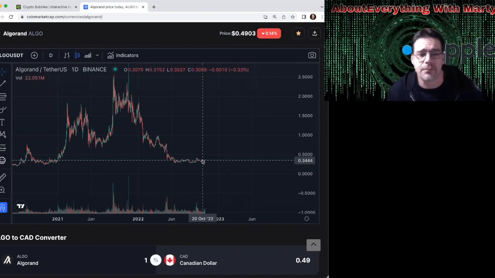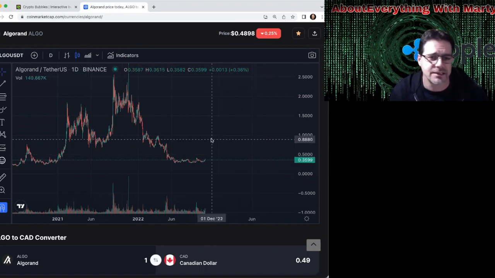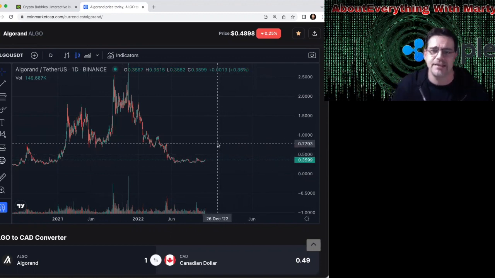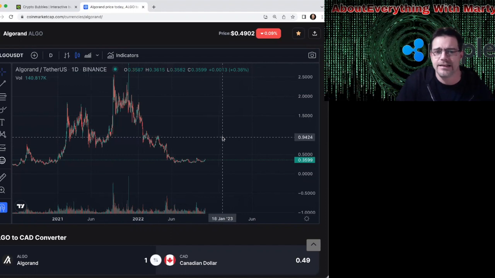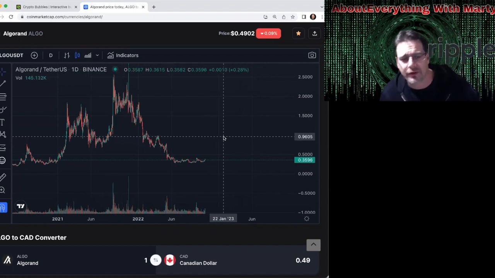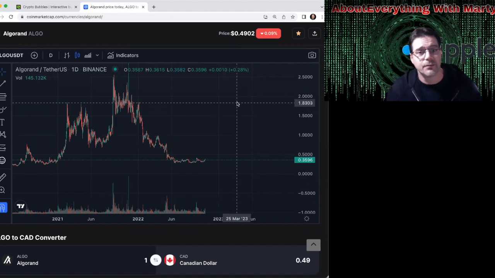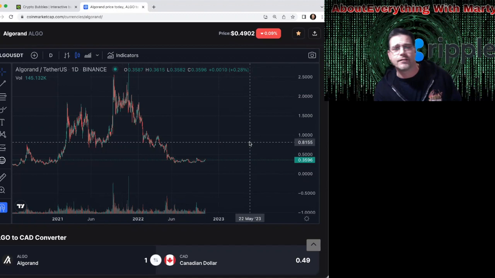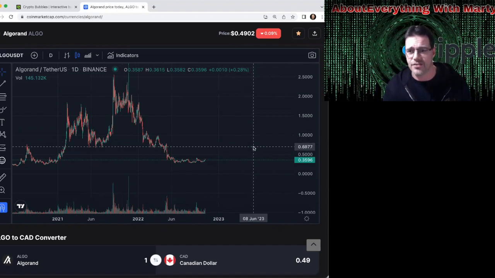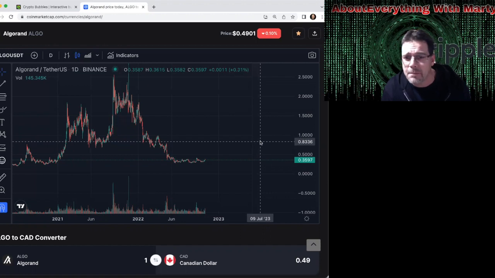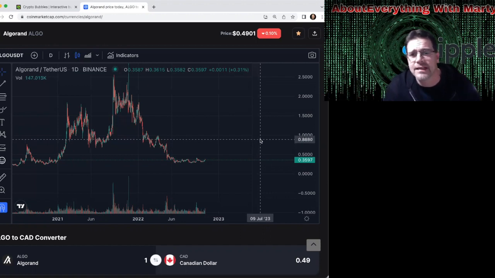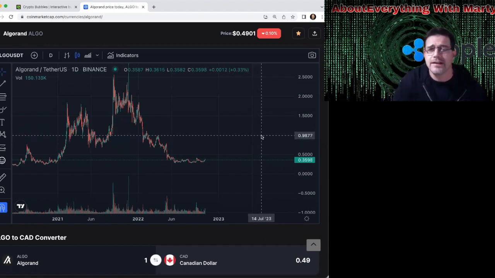Beginning of November, and I'm expecting to see a pump up to at least 70, 80, 90 cents to a dollar in ALGO Rand. And it could even pump to $2. I don't know. But I think you're safe to say a dollar Canadian, or is that American? I would say that's American, so $1.20 Canadian.